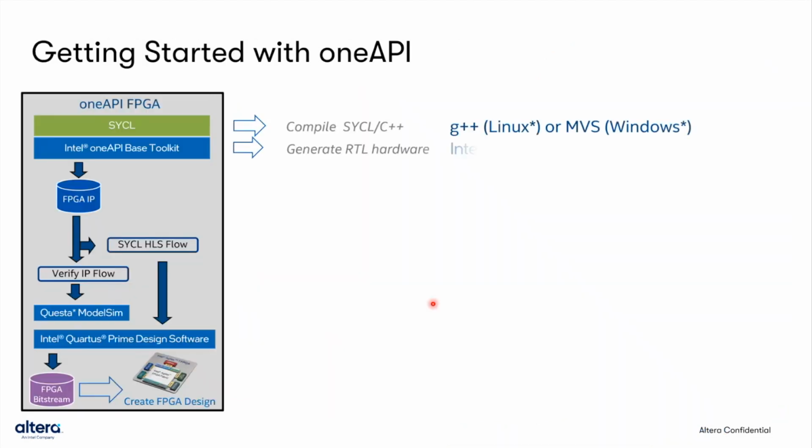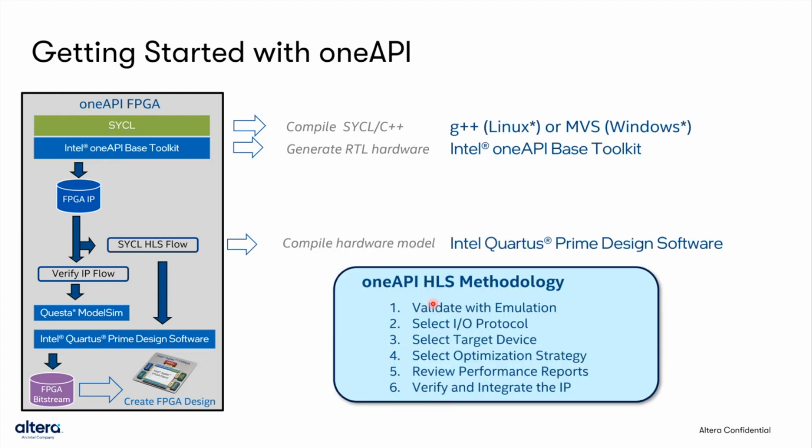When using this flow, the goal would be to compile the source using G++ on either Linux or Windows, and the Intel oneAPI base toolkit, and then compile into hardware using the Quartus software. So we have a design methodology that we use when we follow this flow, and those 6 steps are shown there, and I'll just go through those really quickly.